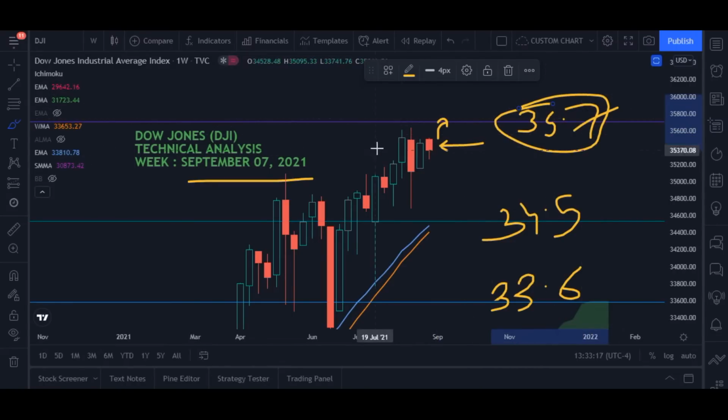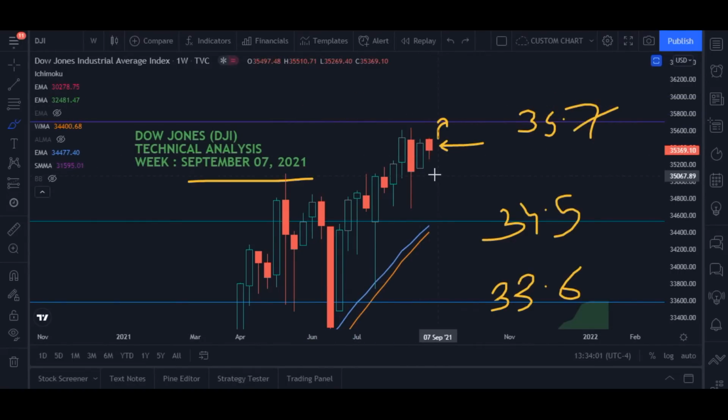One more thing, whenever I say support or resistance, that does not mean it is a single number. In this case, if I'm saying that the resistance is 35,700, it is not exactly 35,700. It is 35,700 plus or minus 100 or plus or minus 150. So support and resistances are zones. They are not just one price.